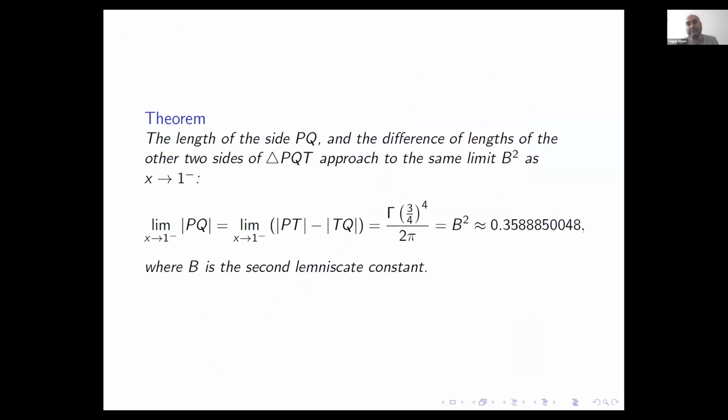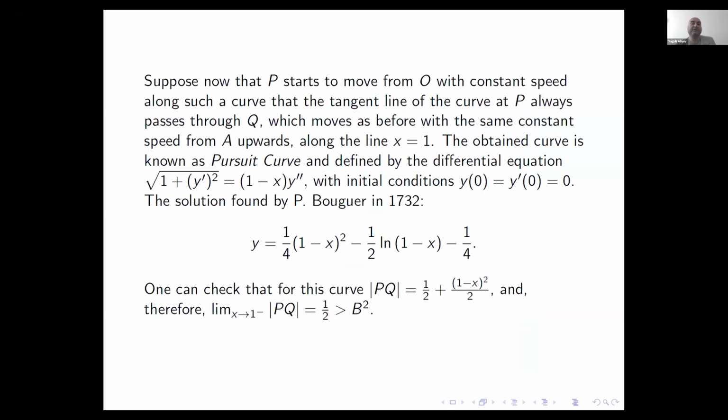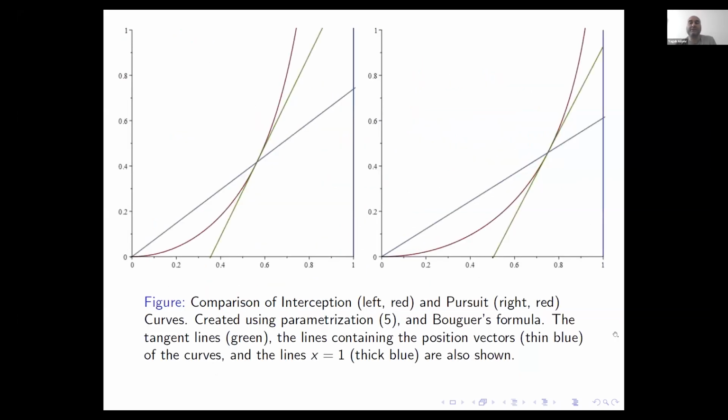This is one interesting comparison of the curve under study with the classical pursuit curve. Here you see the picture comparing these two curves. So here O, P, and Q are always on one line, and P and Q move with the same speed. Here, if you draw a tangent line through P, it passes through Q, and P and Q again move with the same speed. Okay.